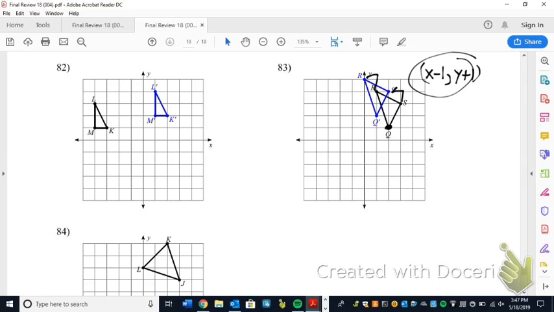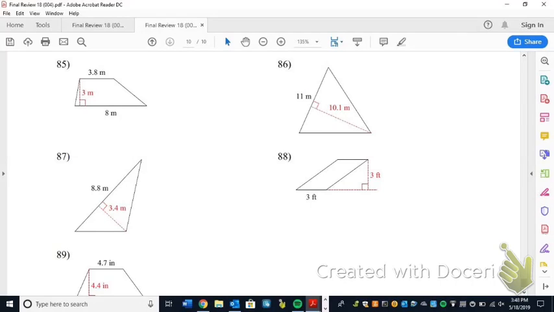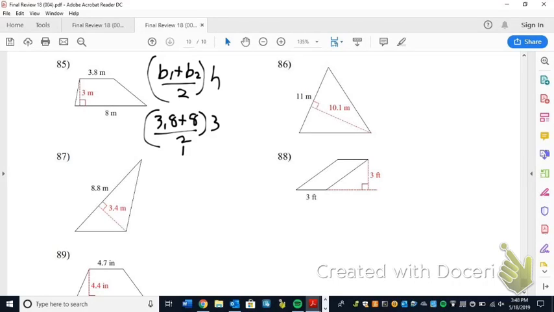And that brings us to 85. Oh wait, so we're skipping the ones with the right triangles. So 85, we went over area. We know that area is, but this is a trapezoid, so we know it's B1 plus B2 over 2 times h. B1 and B2 are our bases. So we go 3.8 plus 8 over 2 times h. Gives us 11.8 over 2 times 3, or 17.7 meters squared.